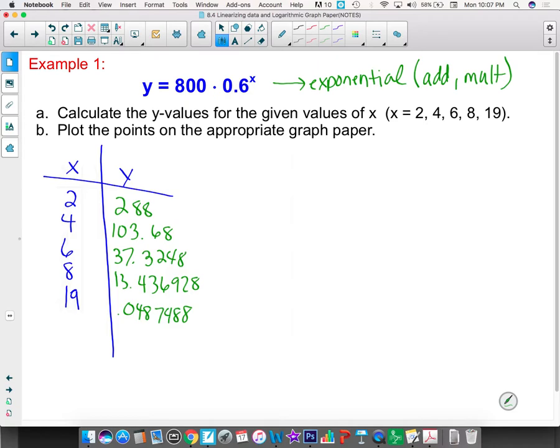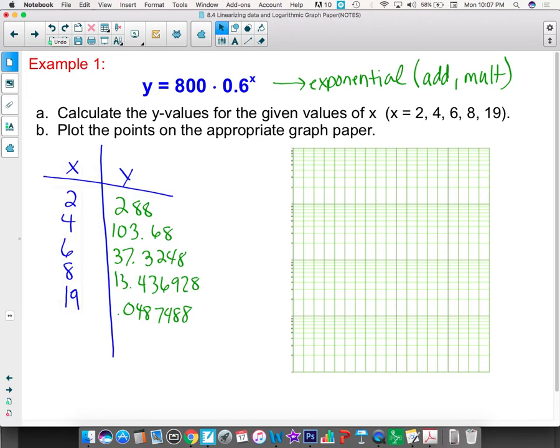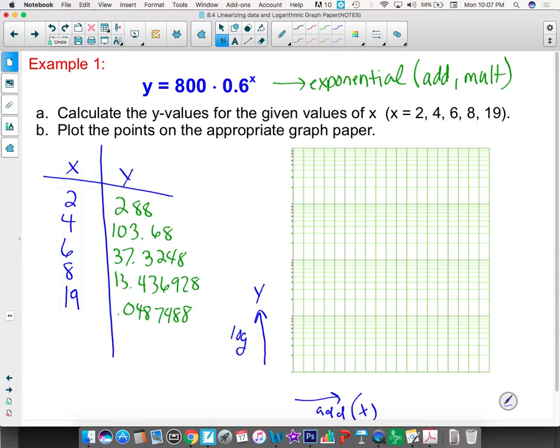We're going to plot them on the appropriate graph paper. All right. So I should have a graph that pops up over here. Yep. So looking at this, we have our normal scale on the bottom. That's our x, and then we have our log scale on the y. So if we plot our points, we got 288.